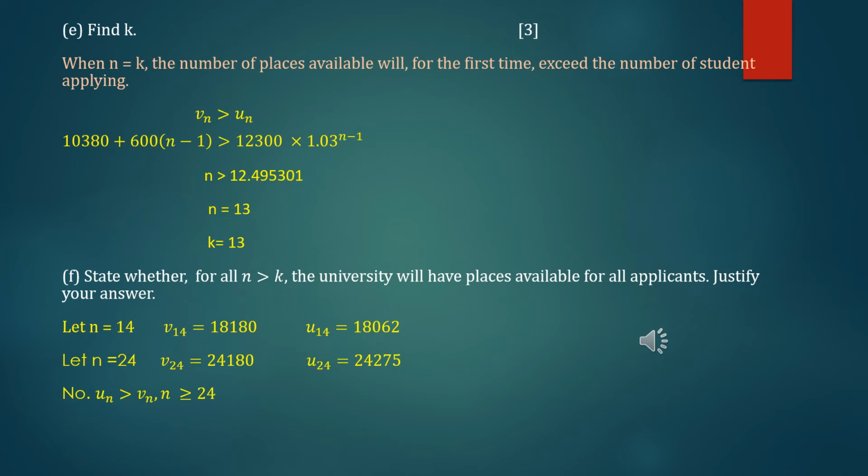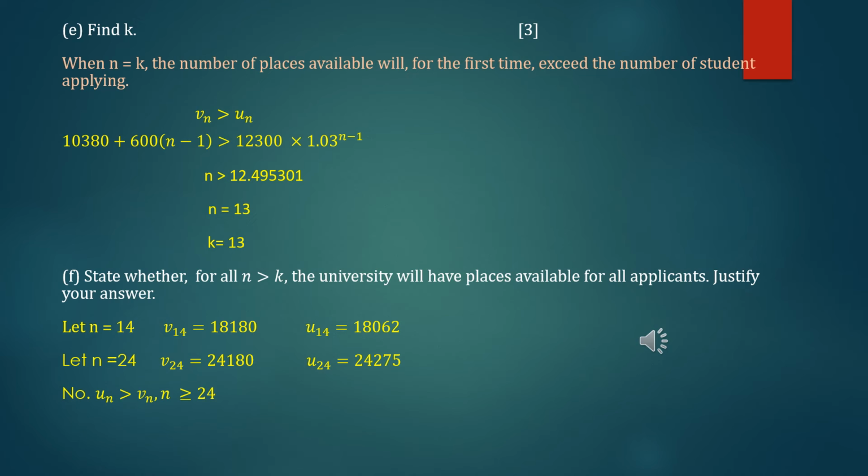10,380 plus 600 times n minus 1, if you still remember that. And that should be greater than the U sub n, which is equal to 12,300 times 1.03 raised to n minus 1. And using your GDC, not numerical solve, this gives us n equal to 12.495301 dot dot dot, or a lot more, and n equals 13. So therefore, since n equals k, k equals 13. So on the 13th year, that is the first time that there are more places available than the number of students applying.